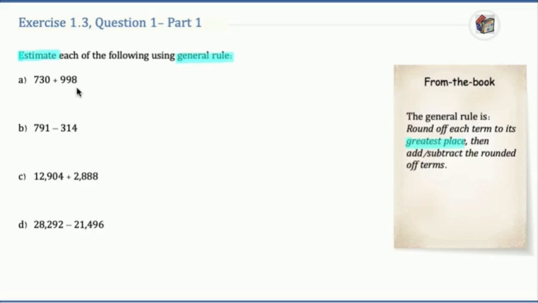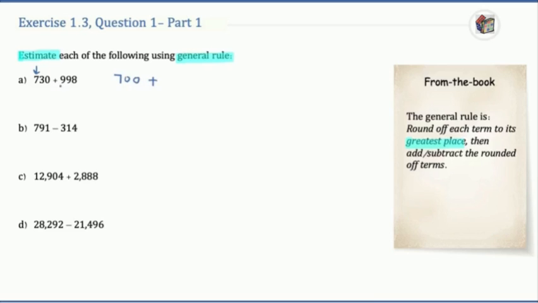So 730 plus 998, you round off each term to its greatest place. So if I think about 730 first, what's the greatest place? The greatest place is this, the hundreds place. So I have to round off 730 to the nearest 100. Now, is it closer to 700 or 800? It is closer to 700. So that is what you take for the first one.